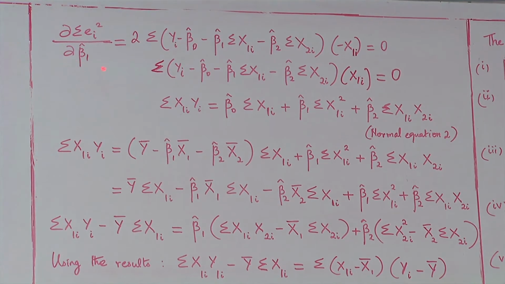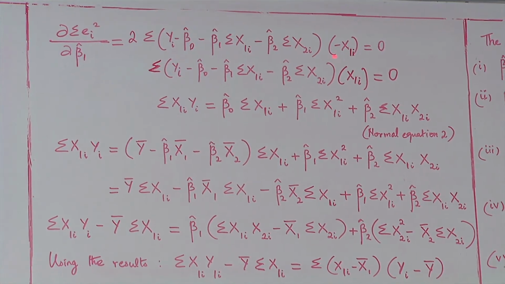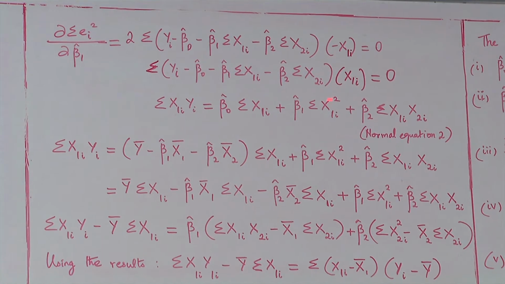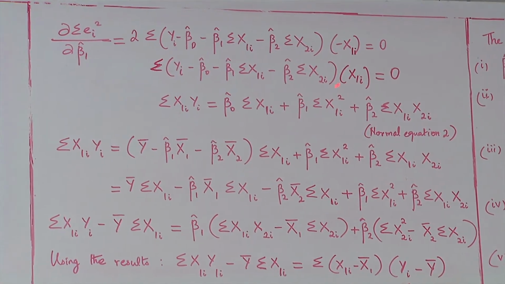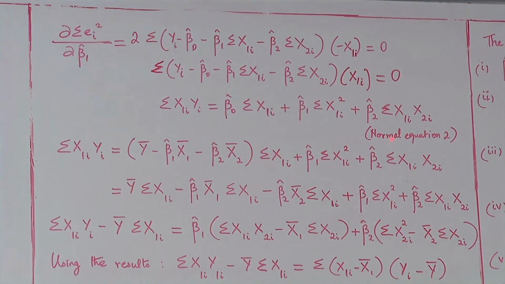According to the method of least squares, the first order condition states that dou sigma ei square with respect to dou beta 1 hat is equal to 0. So, when we differentiate dou sigma ei square with respect to dou beta 1 hat, the power of 2 comes to the front, and you have this beta 1 hat related to x1i. So, we have x1i derived outside. So, in this derivation, 2 and minus together go to the right hand side and it vanishes, while we have x1i multiplied with each term, and we get another equation which is the second normal equation.